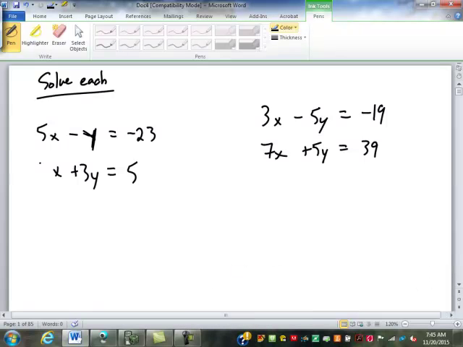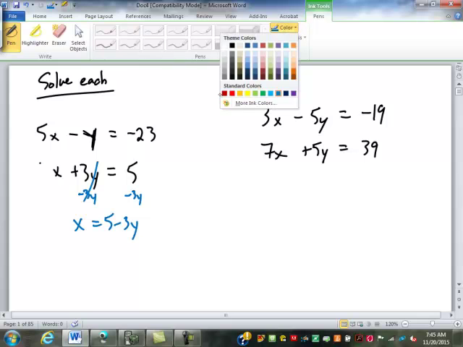Okay, so let's look at the first one here. What method would you use to solve that first one? Anybody have a preference? Substitution? Perfect. I would subtract 3y from the second one to get 5 minus 3y is equal to x.